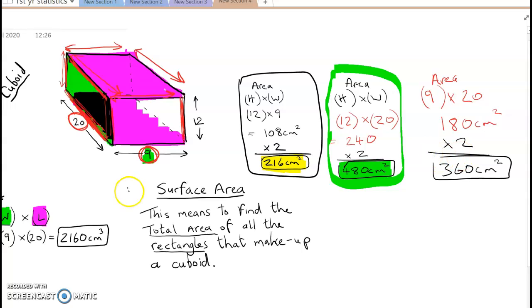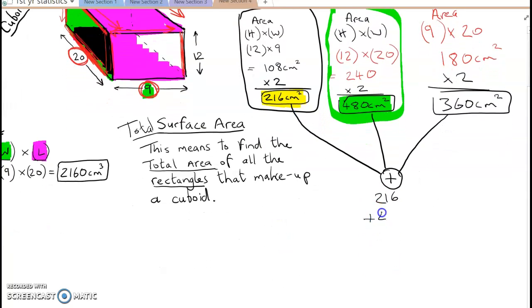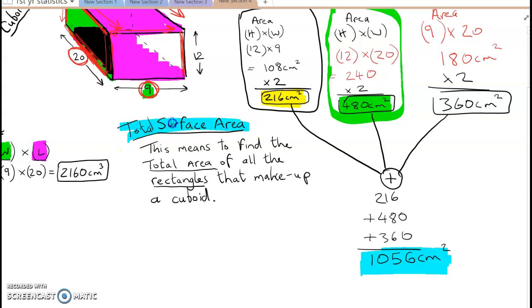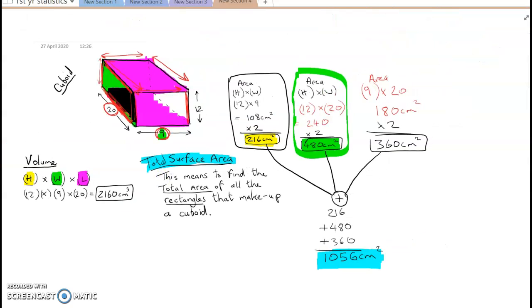So now, if you're looking for the total surface area, we've got our 3 answers, and we've got to add them together. So 216 plus 480 plus 360. It gives you 1056 centimeters squared. And that is the total surface area. So there's your 2 answers. Volume is over here. And surface area is over there.